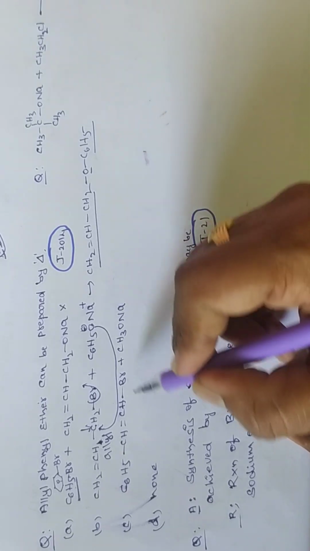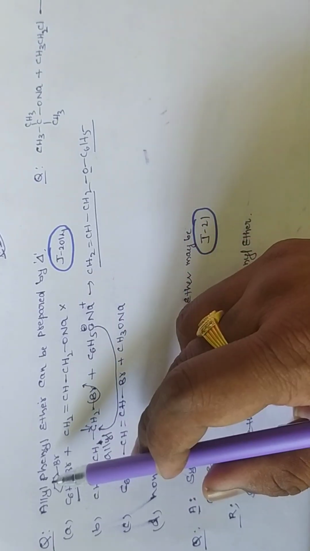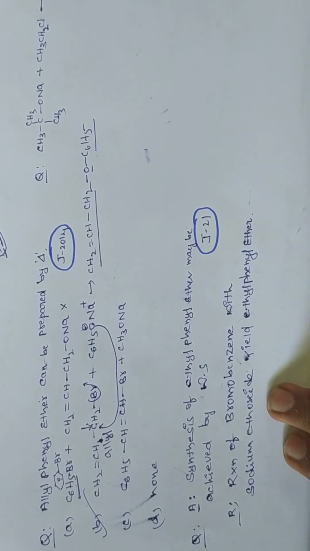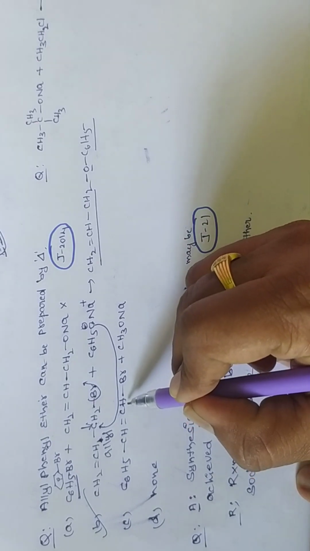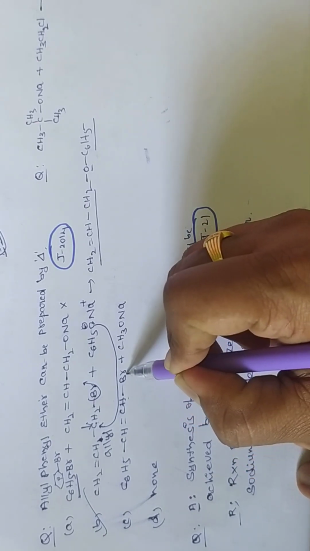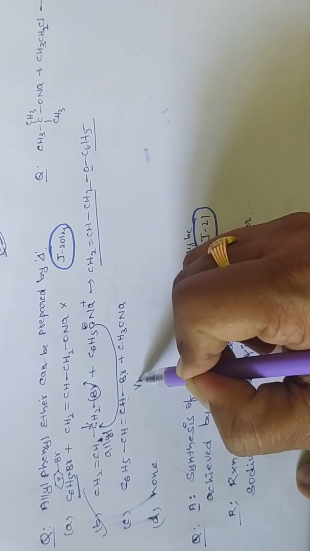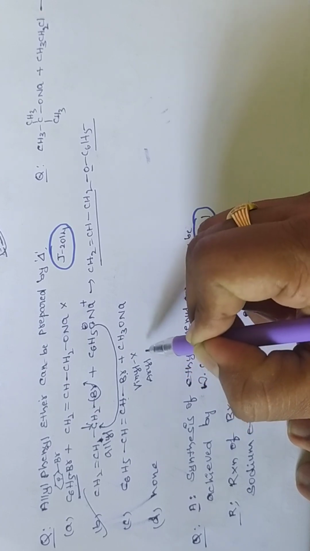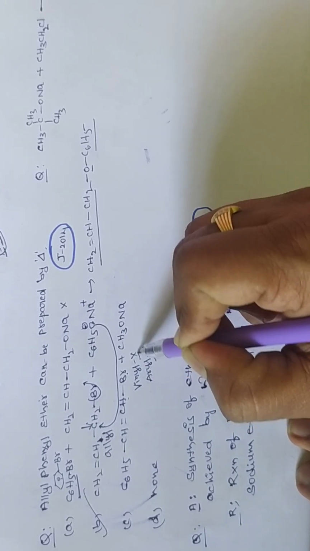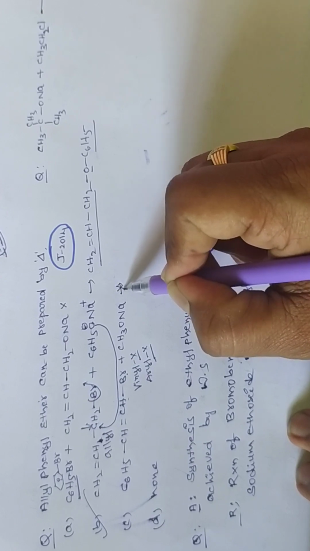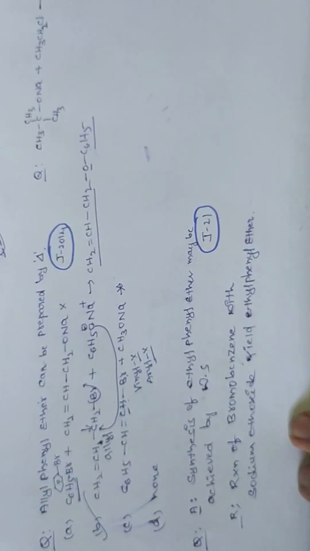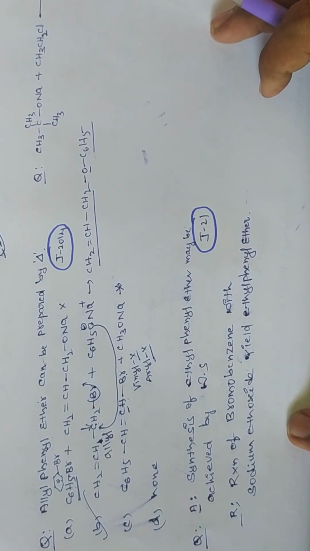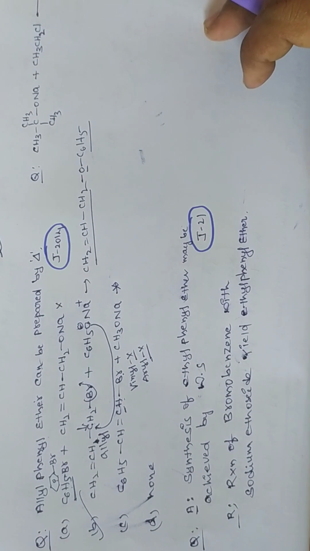Now next, here we want allyl phenyl ether only, no? Next, generally this is called vinyl bromide. Vinyl and aryl halides do not undergo SN2 or SN1 reactions because the halogen is attached to an sp2 carbon. So therefore vinyl halides and aryl halides do not undergo nucleophilic substitution reactions. So no reaction. So therefore the answer is B.